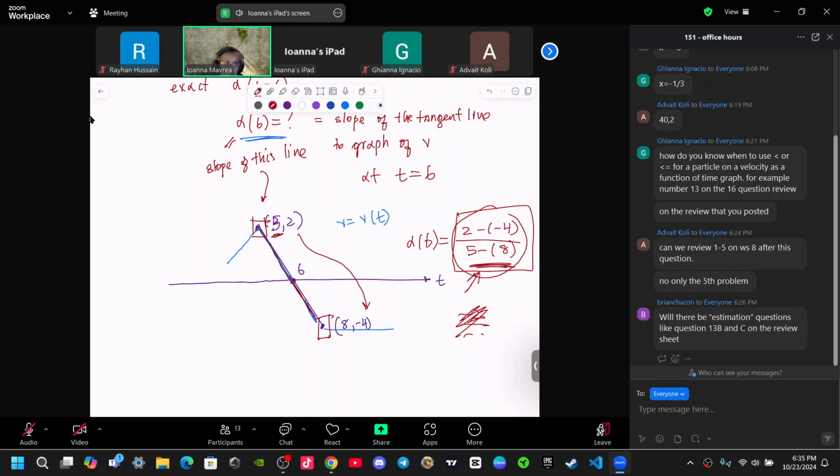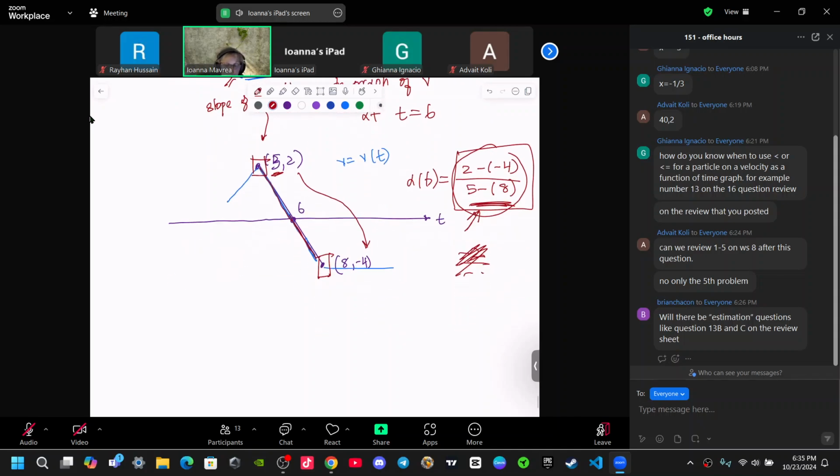And the other interesting question in this problem is the last one. That says, find the average acceleration, from t equal 2 to t equal 5. Acceleration is the derivative of the slope. Oh, give me a minute.